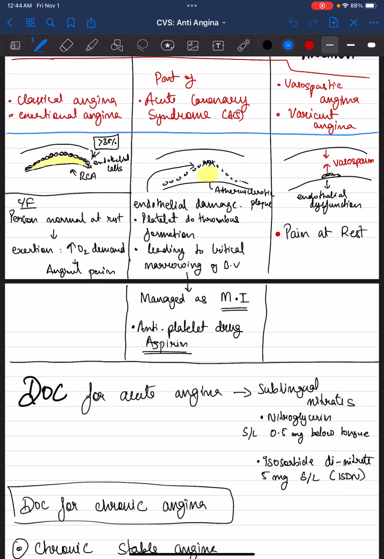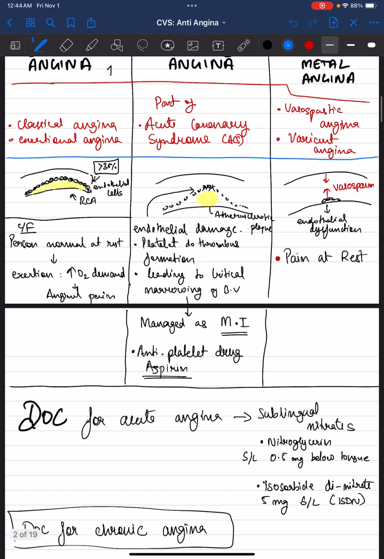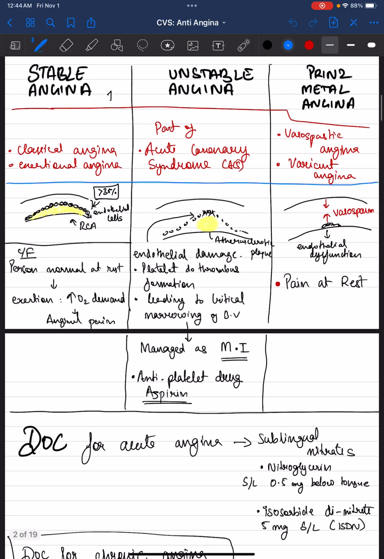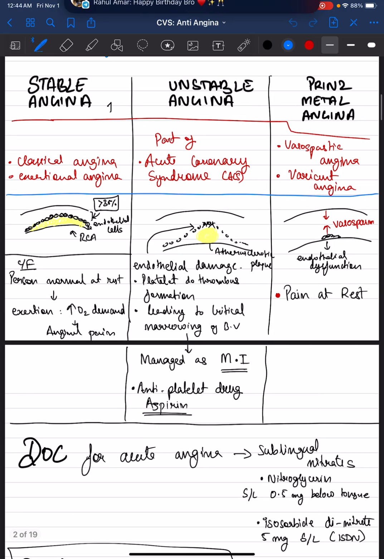In this case, antiplatelet drugs like aspirin are really important in unstable angina, which is managed as myocardial infarction. And lastly, there is Prinzmetal angina.